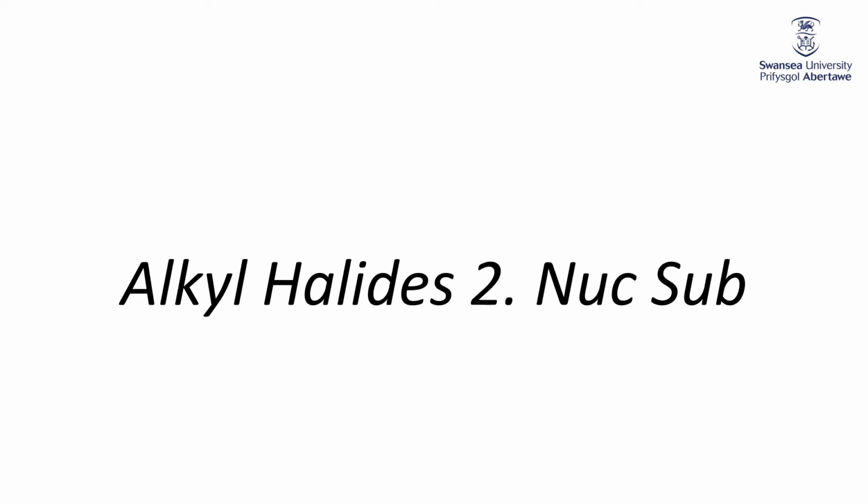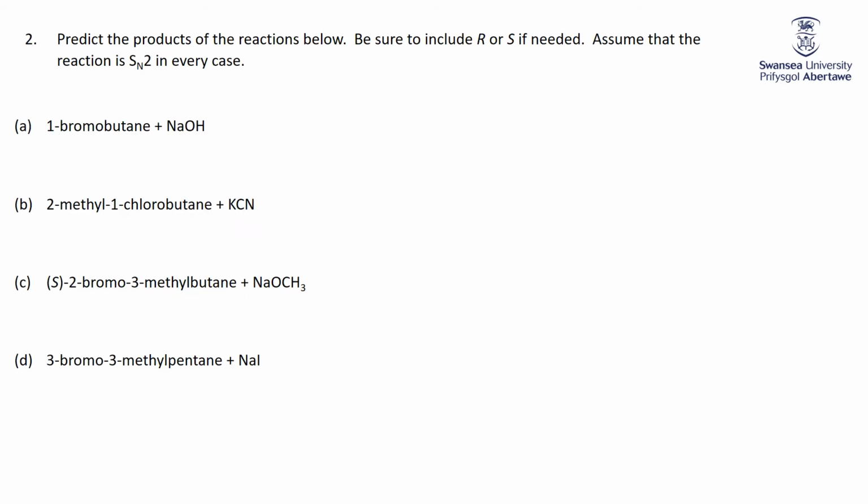So second question, second topic, nucleophilic substitution reactions. In the question, I've just given you 4 reactions. In each case, I've told you to assume it's a substitution reaction. I've said SN2 because that's the only mechanism you know. So what we're doing here is we're just substituting the halogen with the appropriate nucleophile.